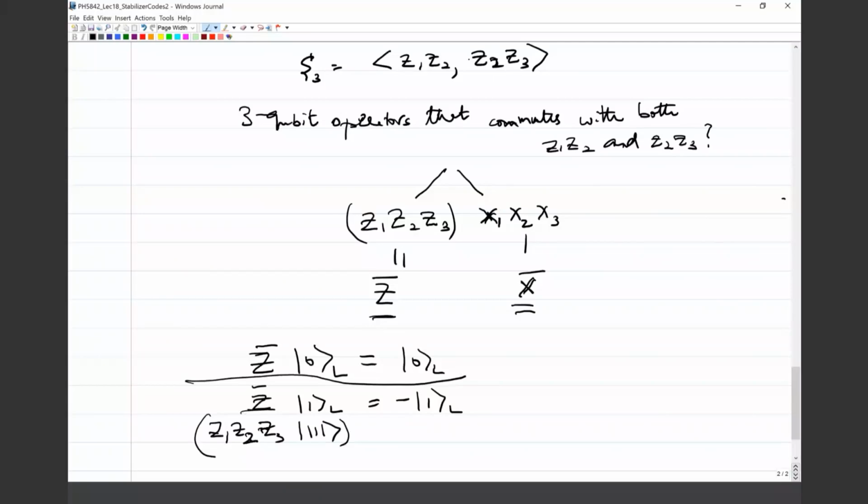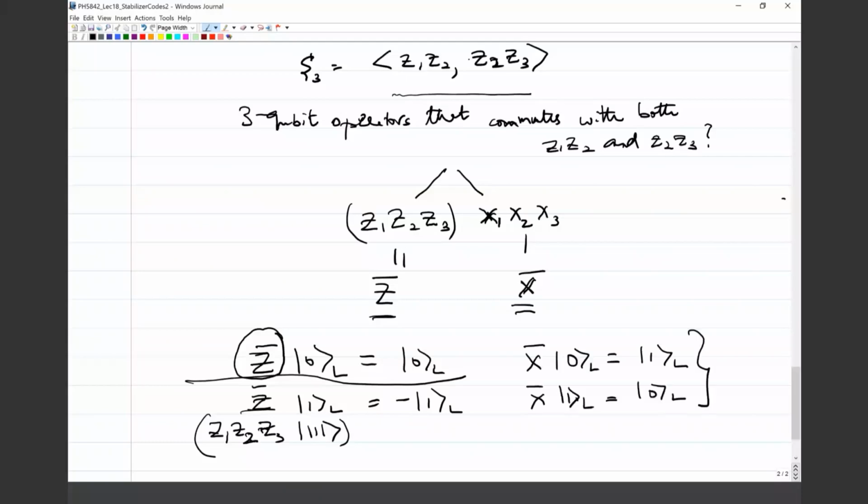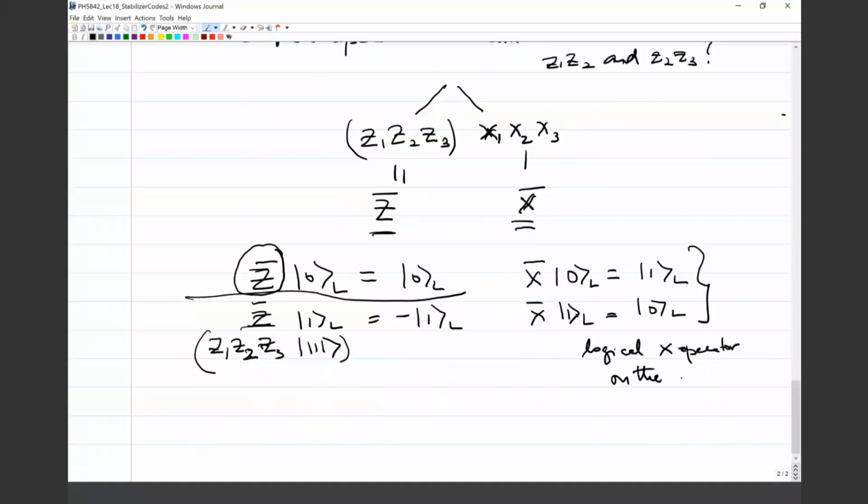But Z bar in itself commutes with all the stabilizer generators. Similarly, the X bar, right, acting on 0L is going to give me 1L, and X bar acting on 1L gives me 0L. So it effectively acts like a logical X operator on the logical qubit. So is this idea of logical Z and logical X clear from this example? Any questions?